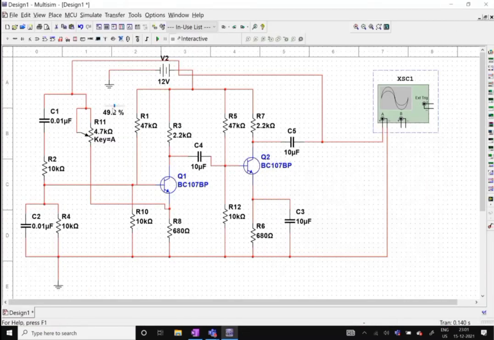By carefully adjusting this value, we will get the pure sine wave, and then only calculate the time period of the waveform and also the frequency of the waveform. With this, the simulation of this circuit is completed.